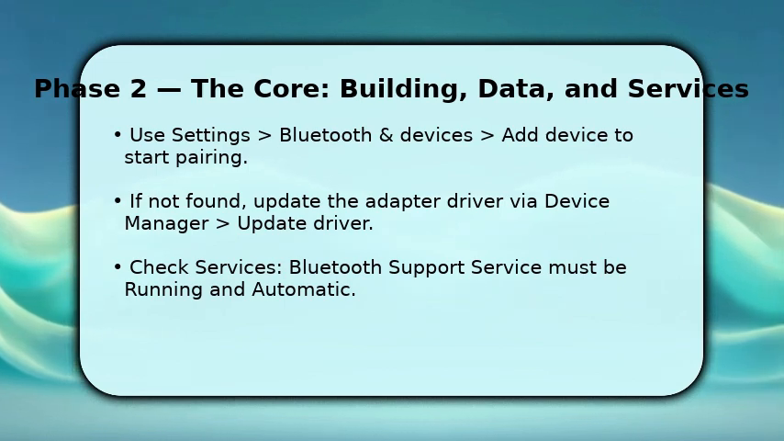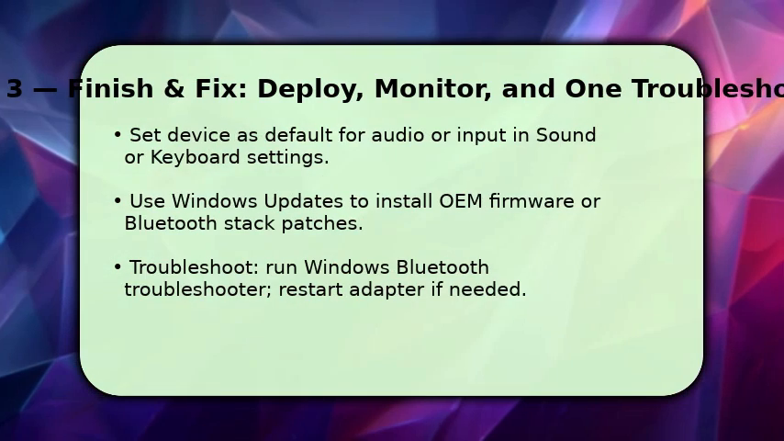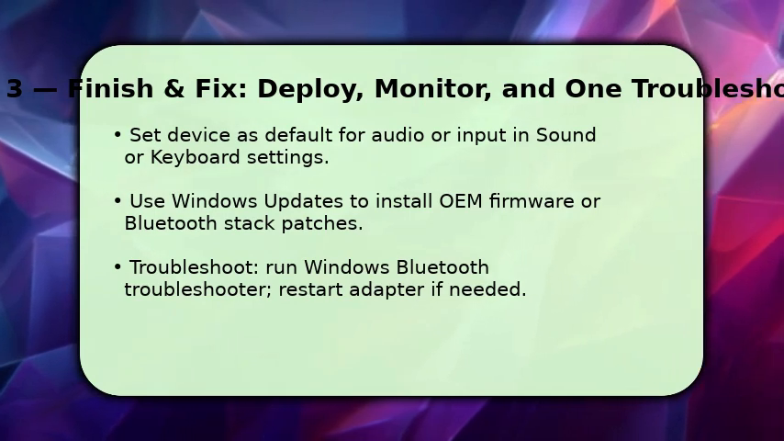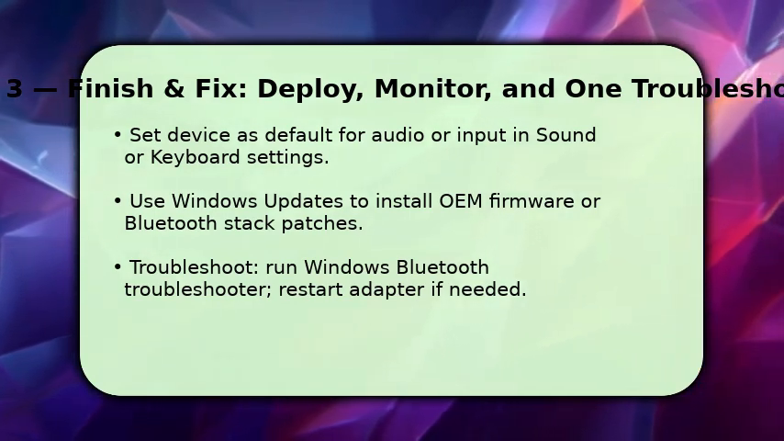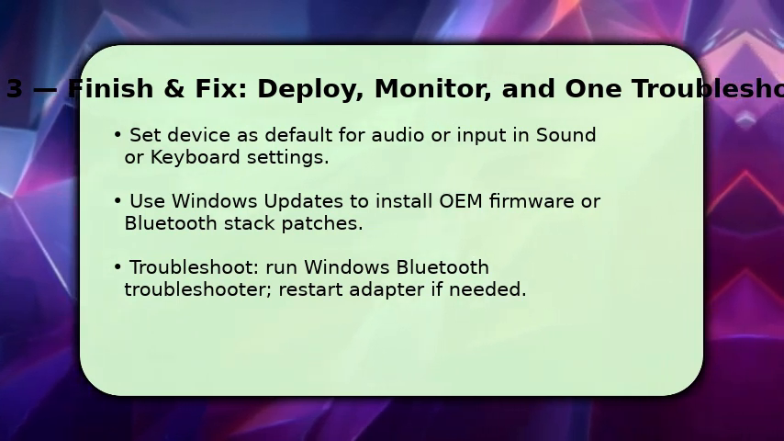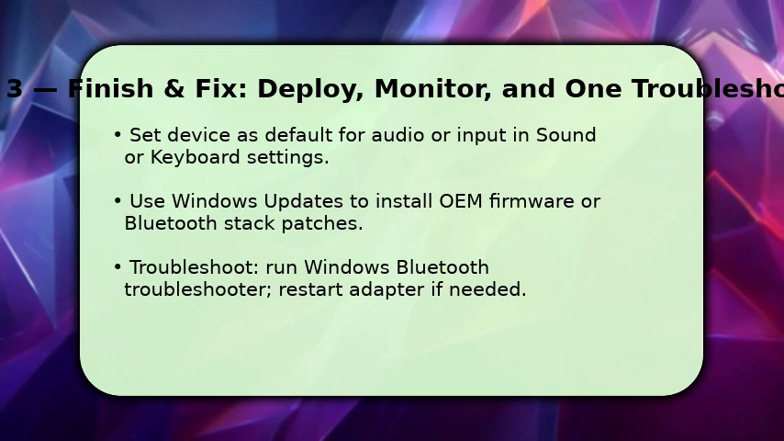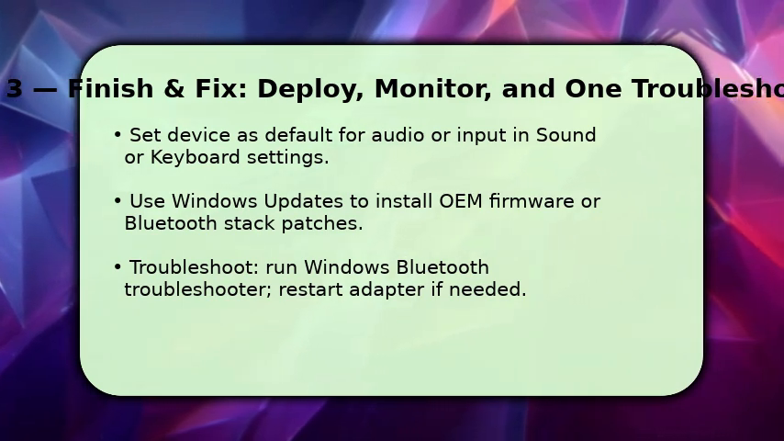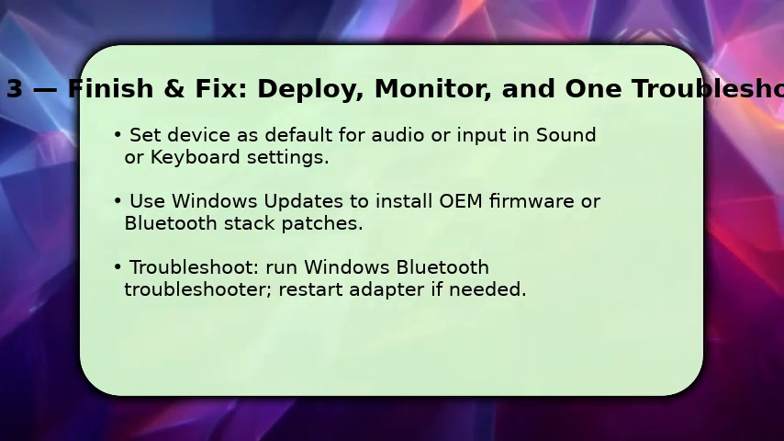Finish by assigning the device roles and ensuring system updates are applied. Set your headset or speaker as the default in sound settings and select input devices for microphones. This ensures apps use the connected hardware. Run Windows Update to fetch OEM firmware and stack fixes that improve stability.